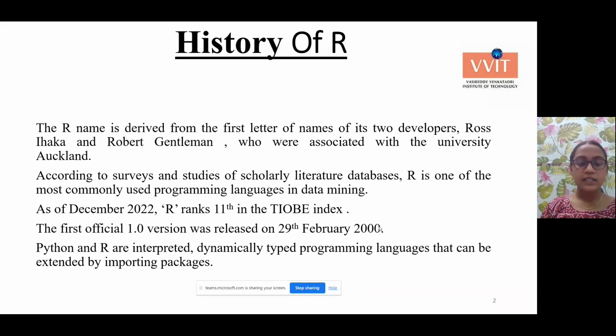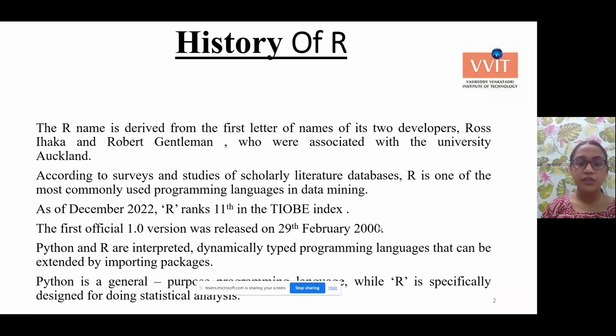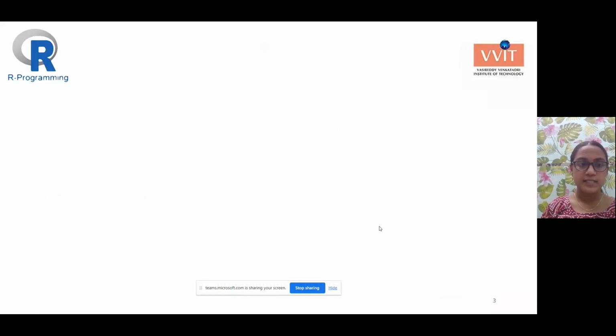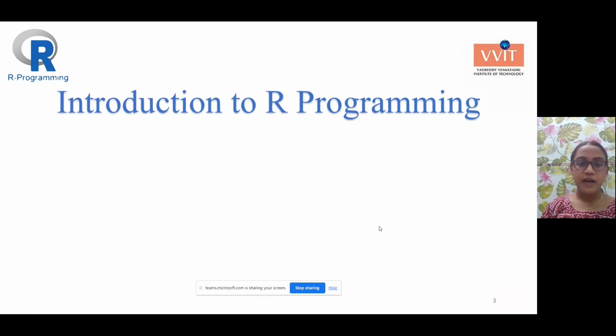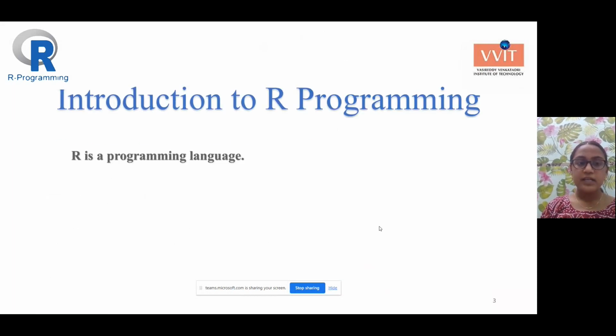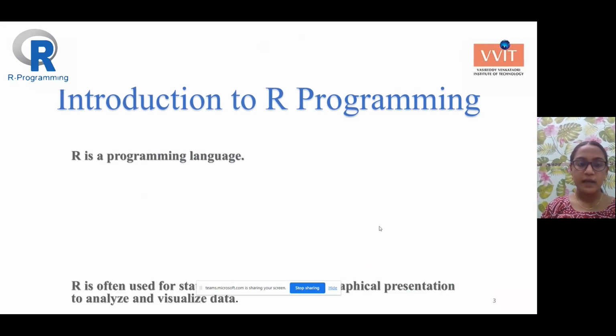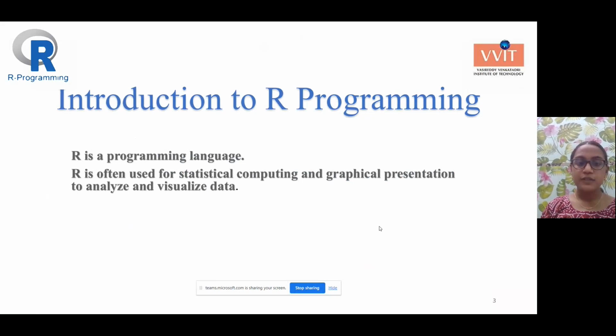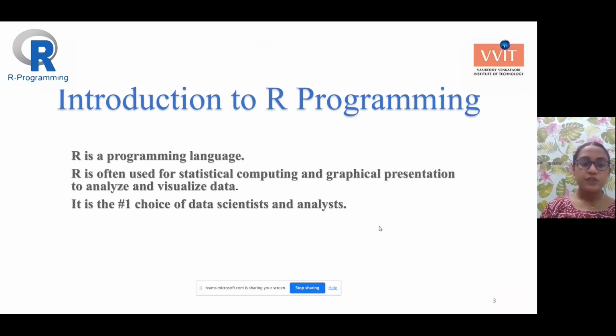Python and R are interpreted, dynamically typed programming languages that can be extended by importing packages. Python is a general purpose programming language, while R is specifically designed for doing statistical analysis. Now let us see the advantages of an introduction to R programming. As we know, it is a programming language. R is often used for statistical computing and graphical representation to analyze and visualize data. It is the first choice of data scientists and analysts.